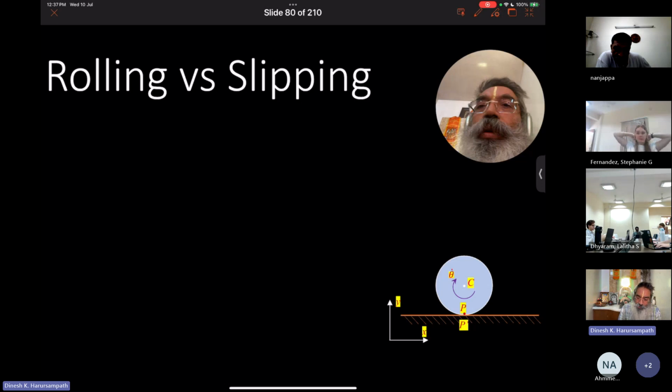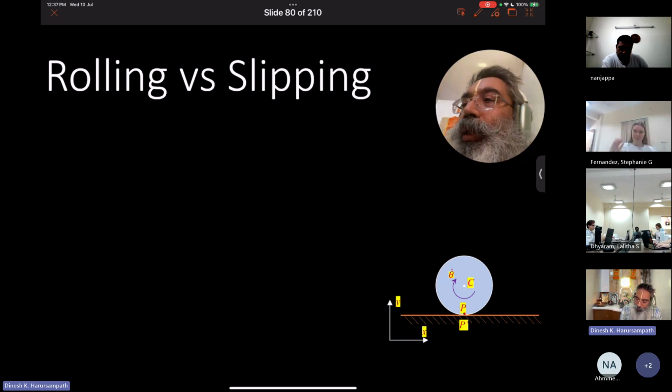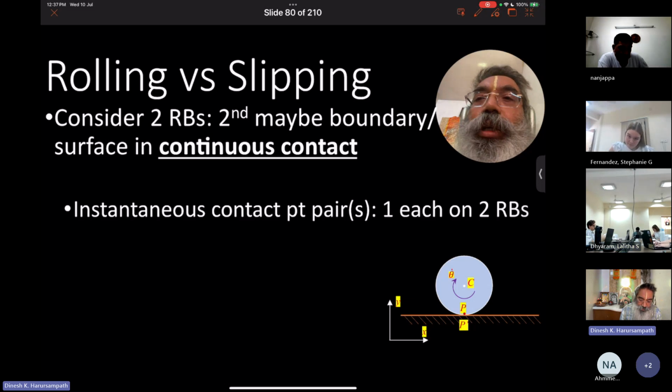Okay. So we have introduced all the terms over there, the new variables that we have, the points, the body, and the speeds that are involved. And we said that we have these two rigid bodies. The second may be a boundary or surface in continuous contact.